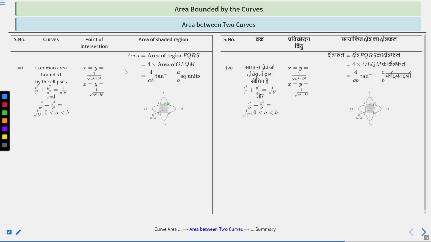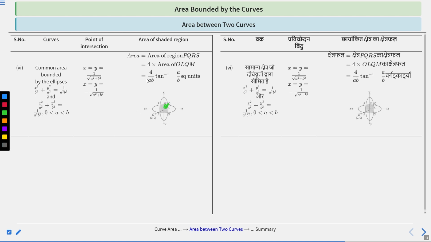So the area of the shaded region will be the area of region PQRS, which is four times the area of region OLQM, four times the area of this region, because the figures are very symmetric, right? Figures are symmetric. So the whole shaded region area will be 4 upon AB tan inverse A by B square unit, right?